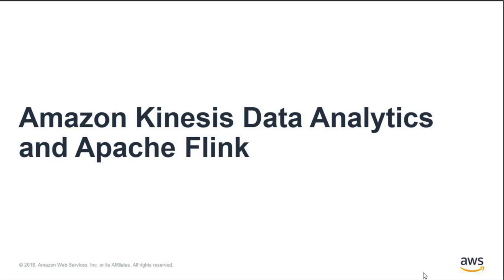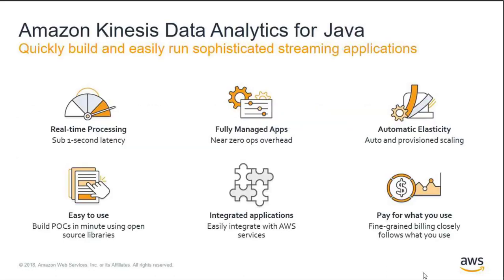So let's talk about Amazon Kinesis Data Analytics and Apache Flink. Amazon Kinesis Data Analytics for Java is powered by Apache Flink, and it has a set of characteristics that are important to a stream processing application. First of all is real-time processing. You can do everything from sub 1 second processing to minute level buffering and ETL that you'd expect for, say, a streaming ETL use case like I mentioned previously.